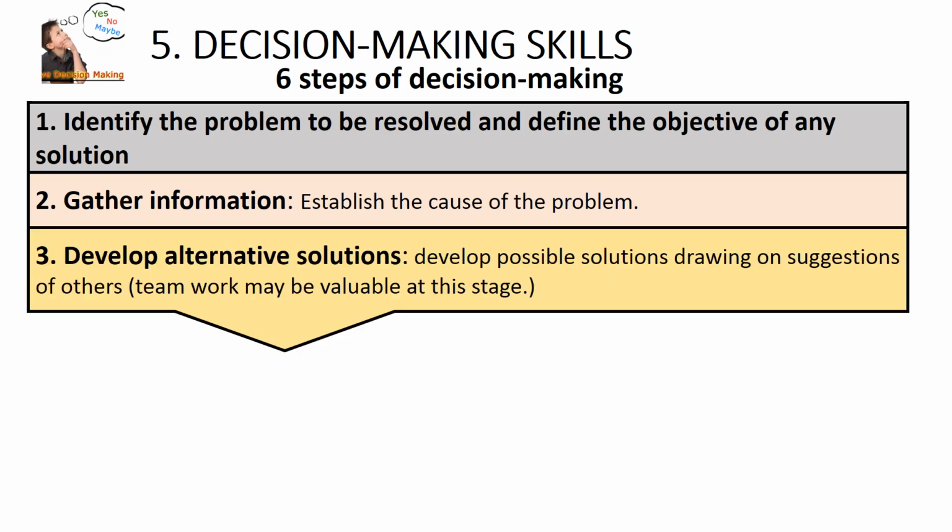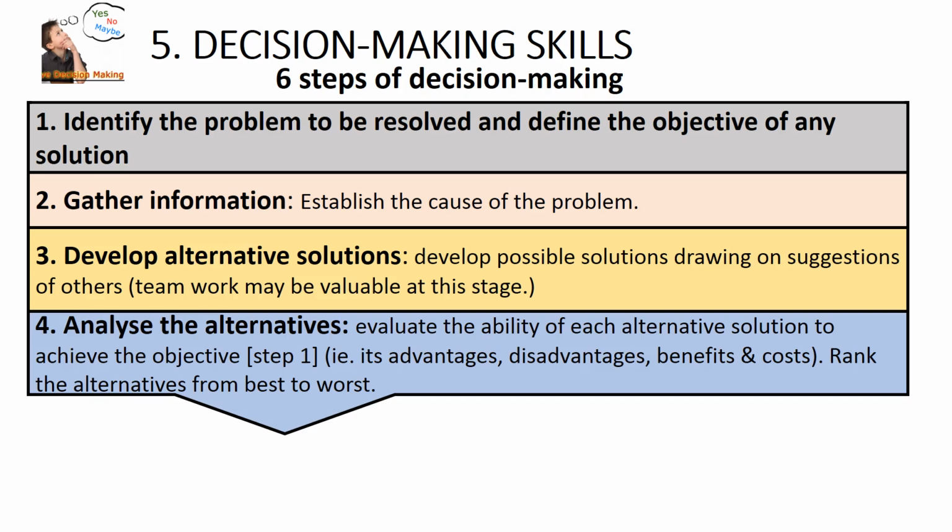The third step is for the manager to develop alternative solutions to solve the problem. And this is where teamwork with employees may be very valuable, because employees may be able to suggest a range of possible solutions to the problem. This, of course, is a benefit of the consultative or participative management style, which involves employees in decision-making and problem-solving. An important point, though, is that the manager needs to be able to develop different alternatives to choose from.